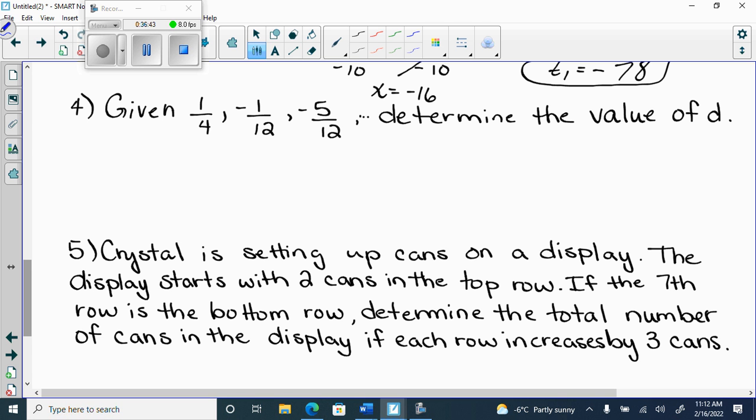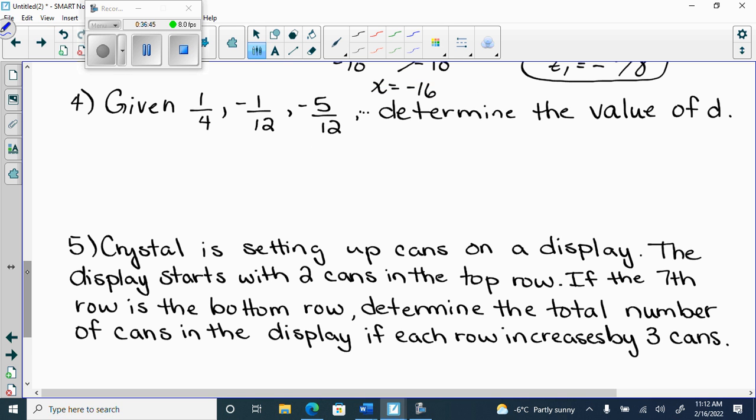Try these two out. If it's arithmetic, how do I find D if it's fractions? If it's anything, how do I find D? Minus. So I'm going to go -1/2 minus 1/4. What do you get? Go -1/2 minus 1/4. Go.